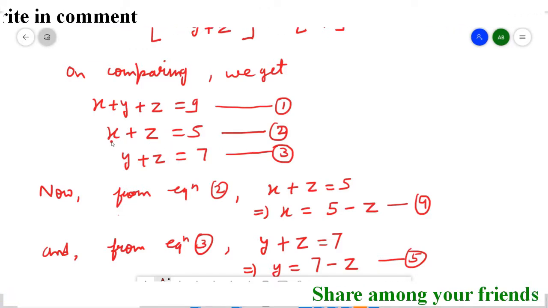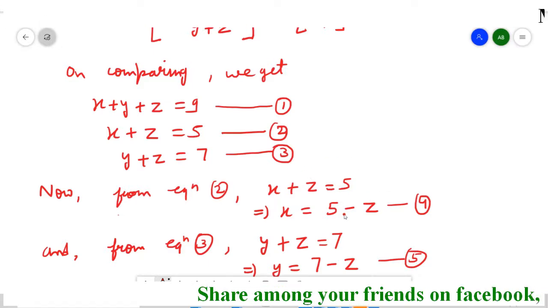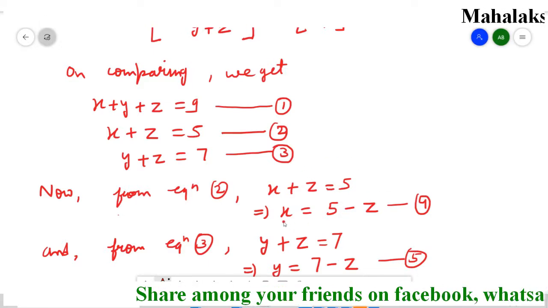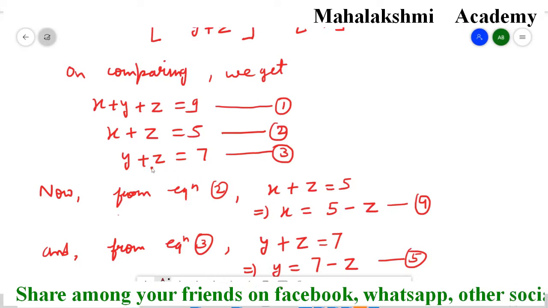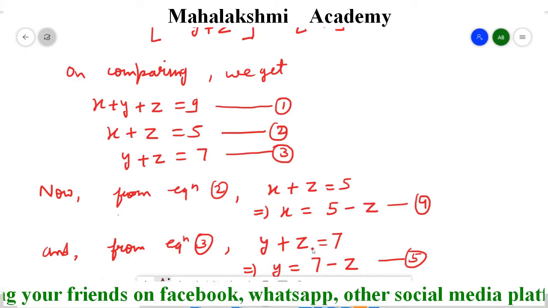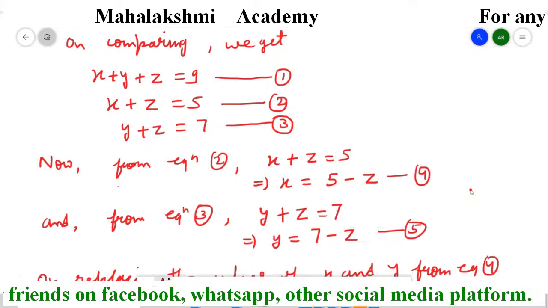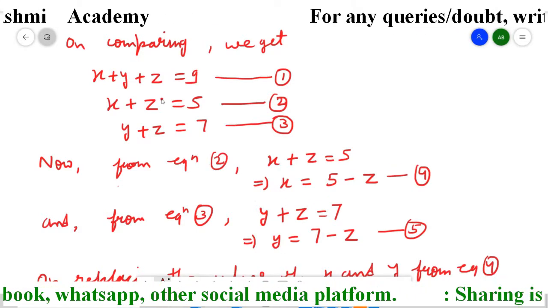From the second equation I calculated the value of x like this. This z I shifted here, so minus z, I got the x value in terms of z. In the same way, from the third equation, I obtained the value of y in terms of z as 7 minus z.